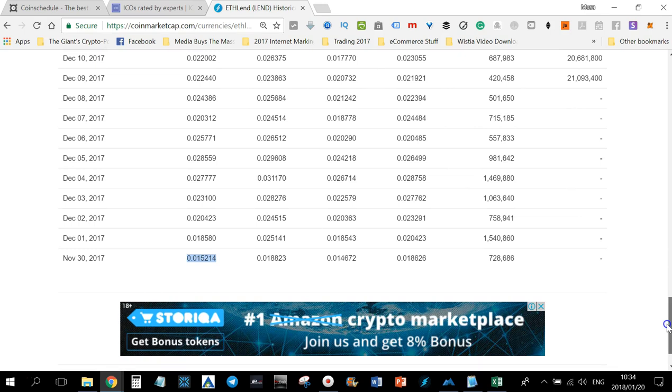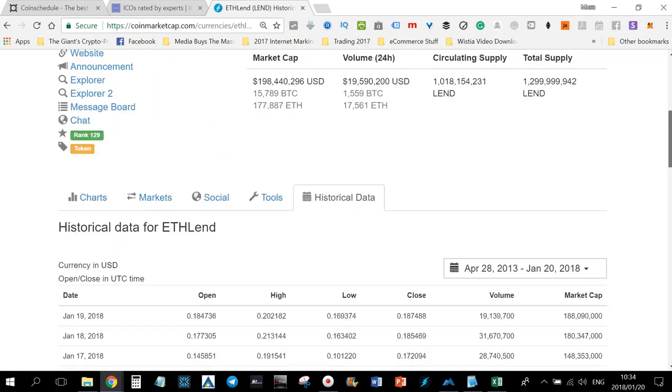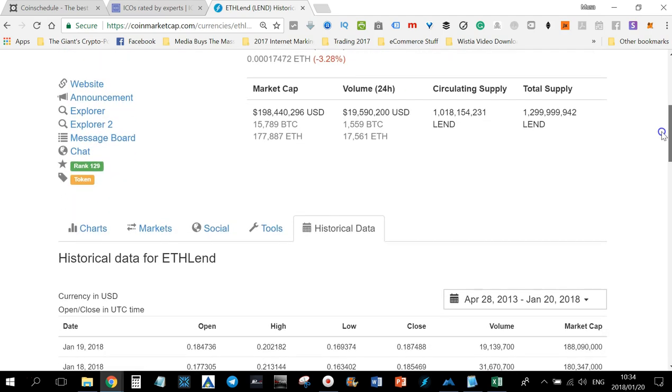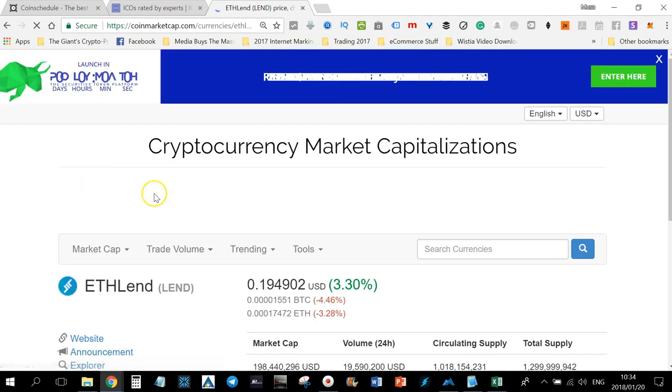So if I bought like 10,000 tokens, then I would have made a nice return on my investment already. Right? Let's look at another token. Okay, maybe before we go there, I want to show you. Let's just go back to the charts tab.